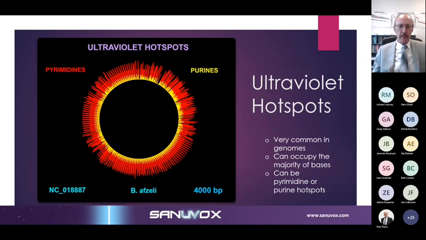For example, here's Borrelia afzelii. Again, we look at the first 4,000 base pairs and we see a lot of hotspots. The red hotspots are pyrimidine hotspots. The yellows are where purines occur in the hotspots. These hotspots are very common in any genomes and in fact can consume the majority of bases.